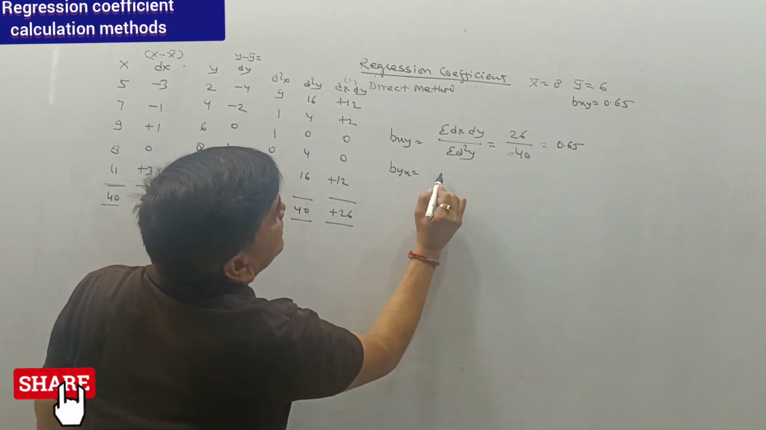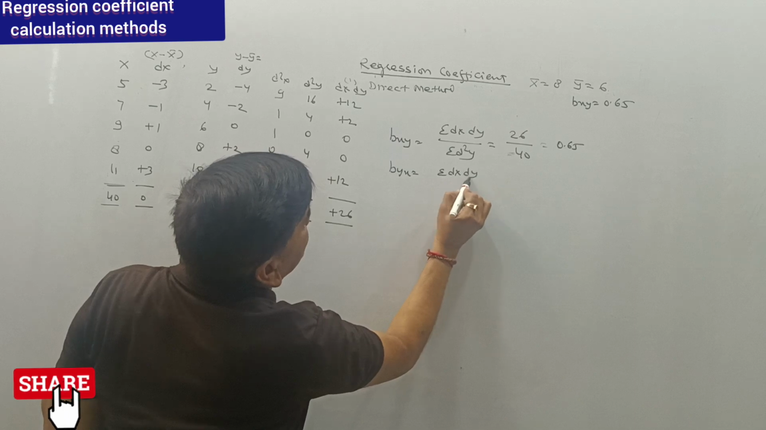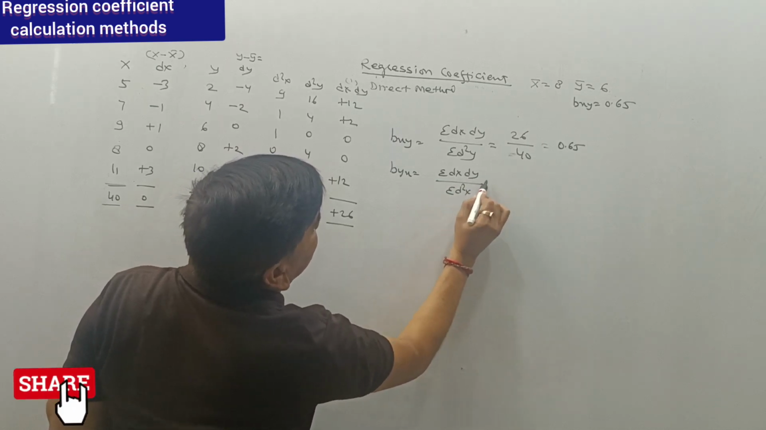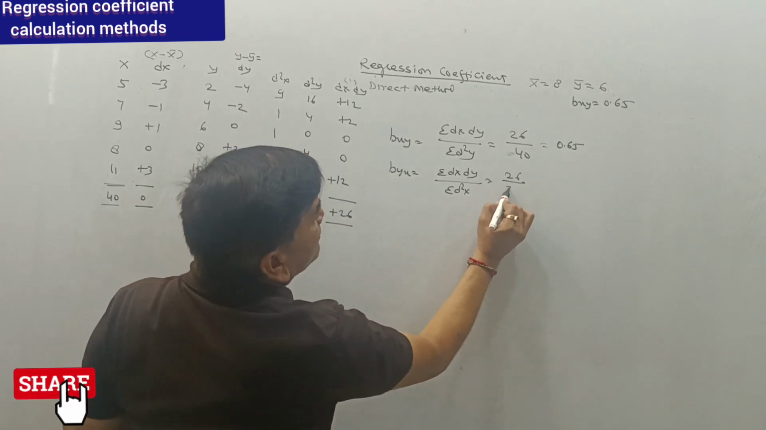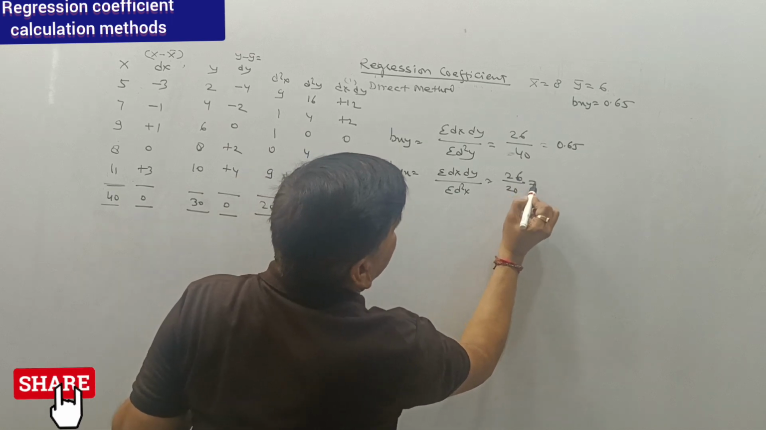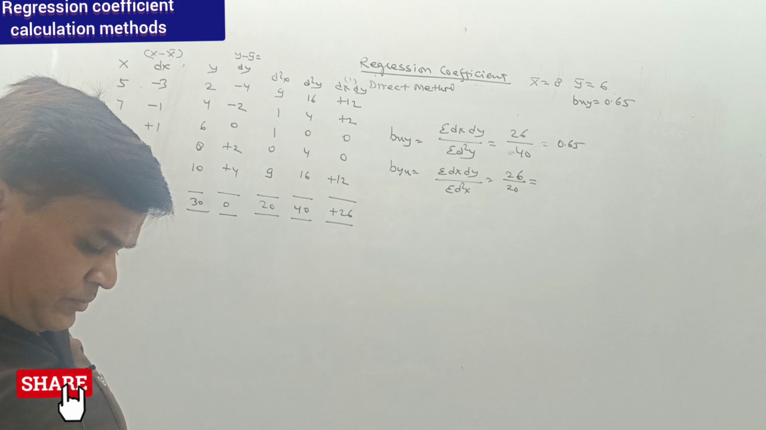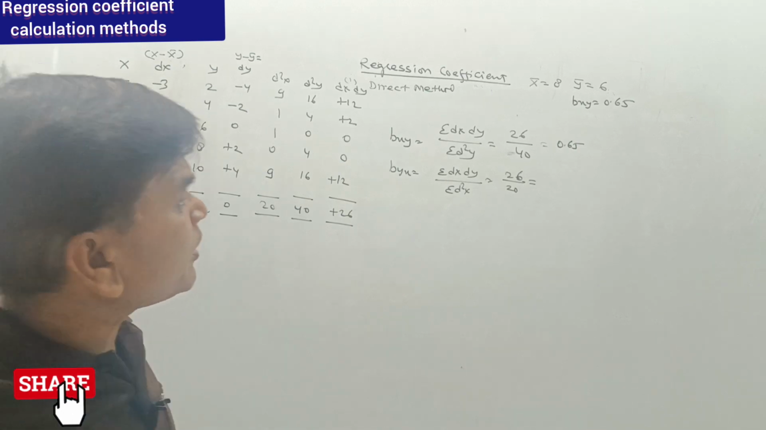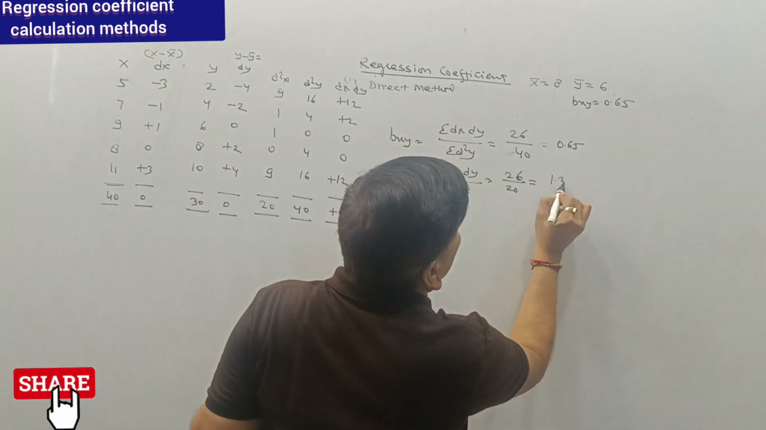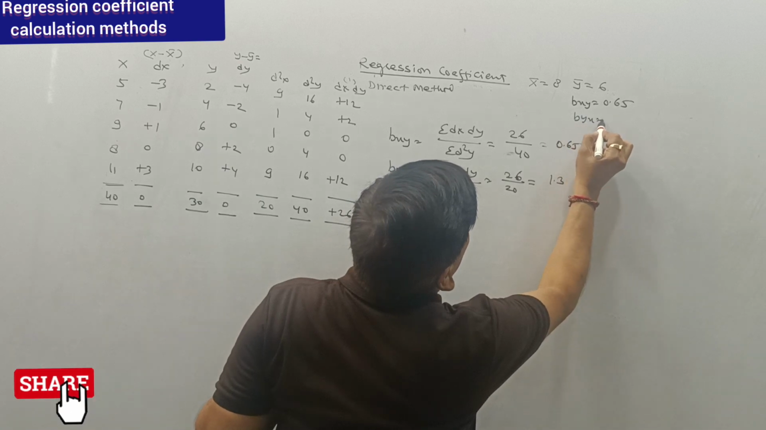Byx is sigma dx dy divided by sigma dx square, that is 26 divided by 20, that is 1.3. Byx is equal to 1.3.